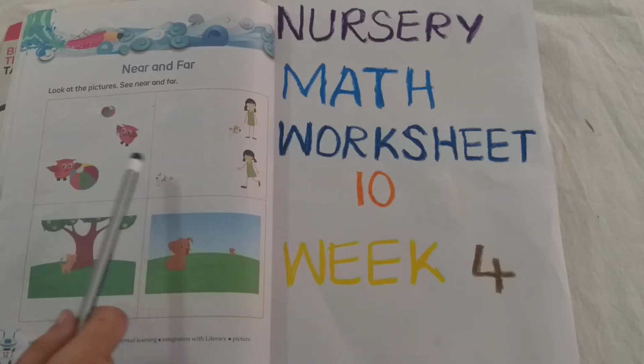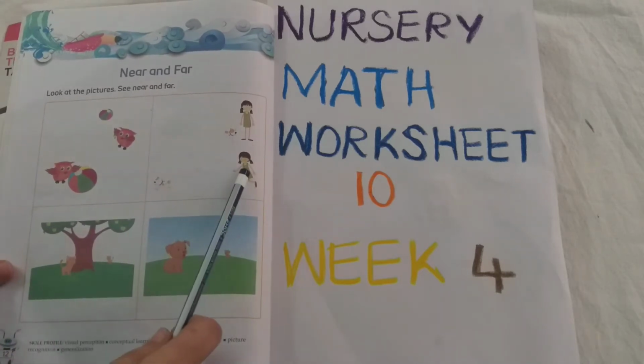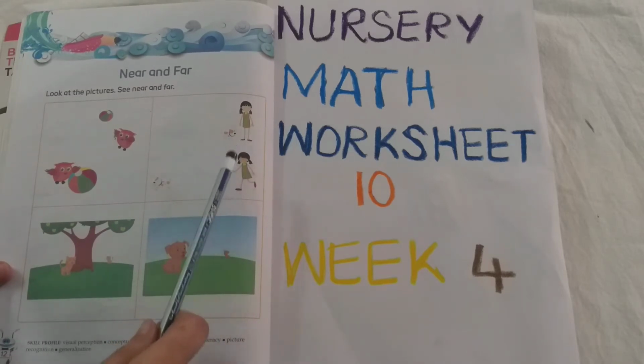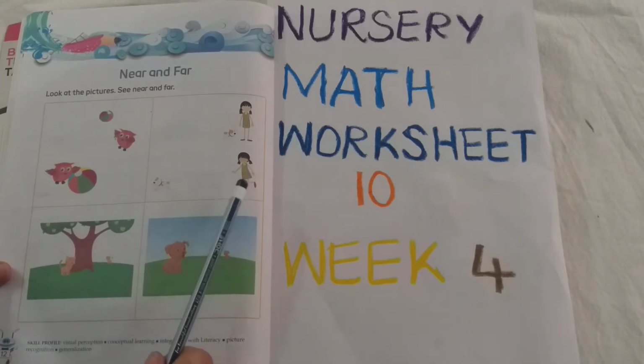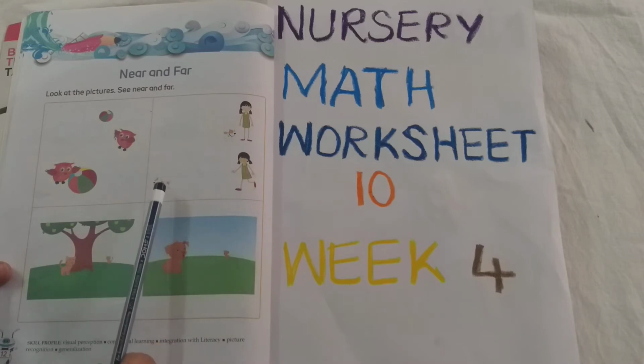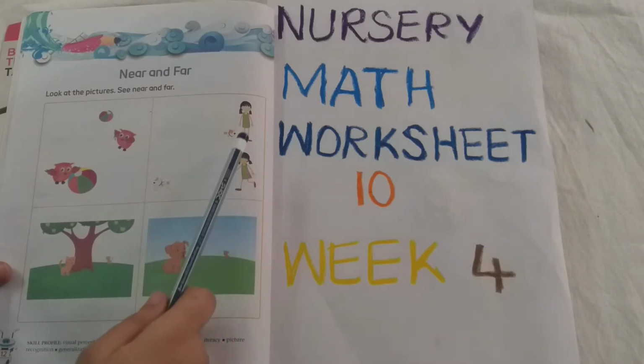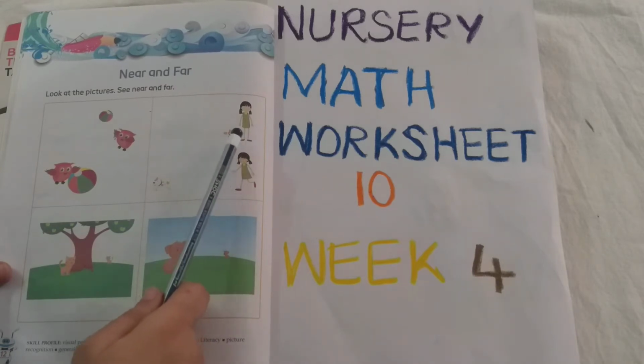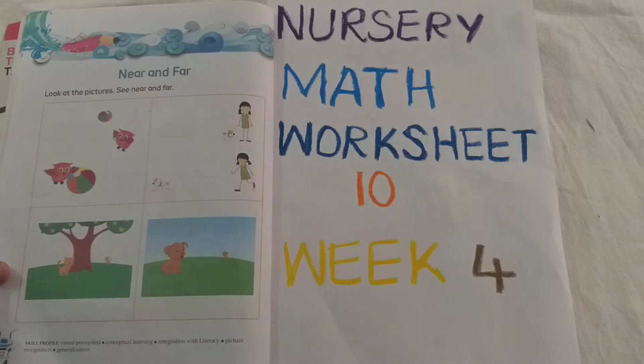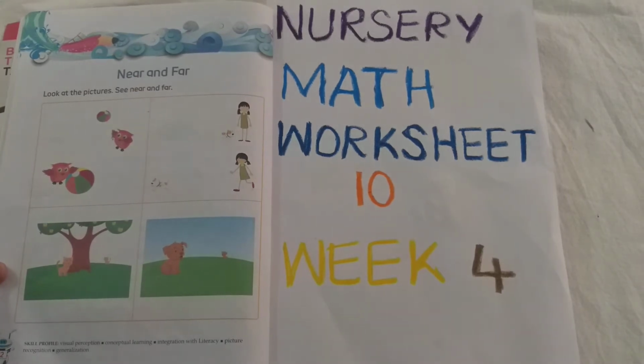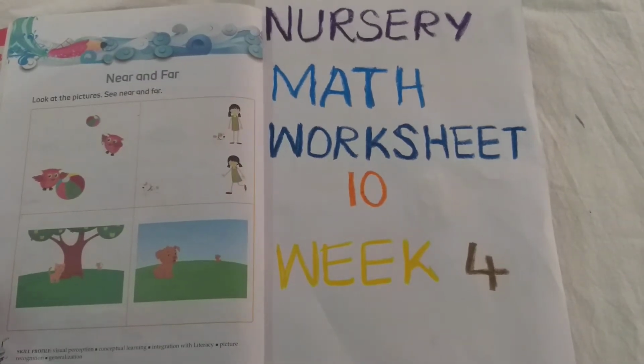This is the example. Here also you can see children, the girl and the dog. In this picture the girl is far from the dog. See, the dog is so far from the girl. But here you can see the girl and the dog are so near. So this is the difference between near and far.